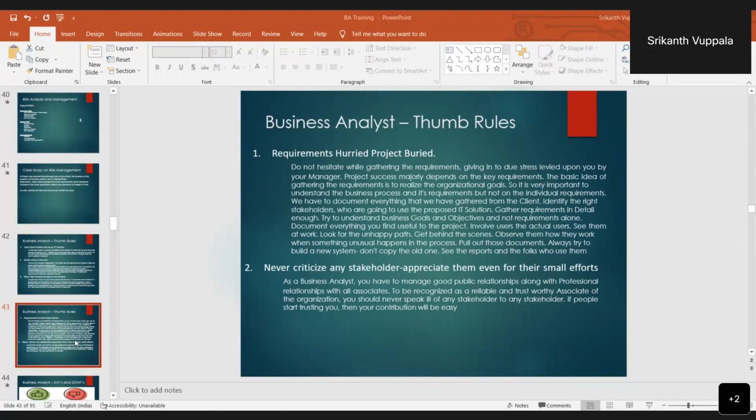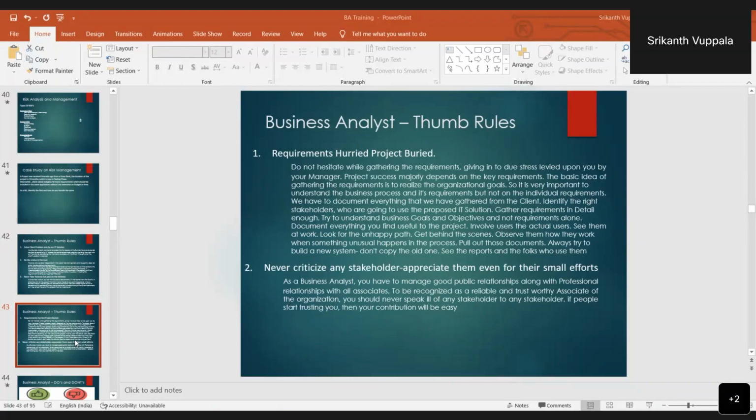Okay, so at any point of time, a business analyst should not be in a hurry in gathering the requirements or analyzing the issue. Take your own time and gather the requirements or analyze the issue. Never criticize any stakeholder, appreciate them even for their small effort.